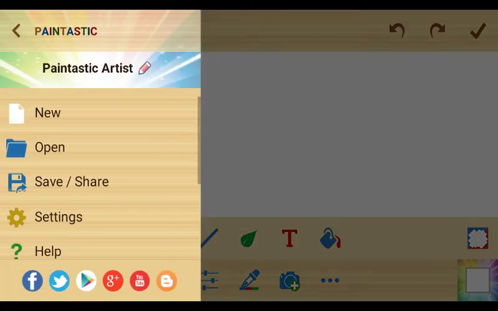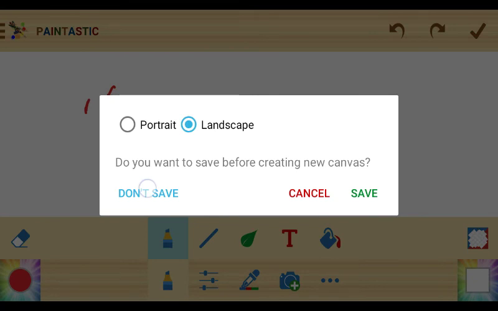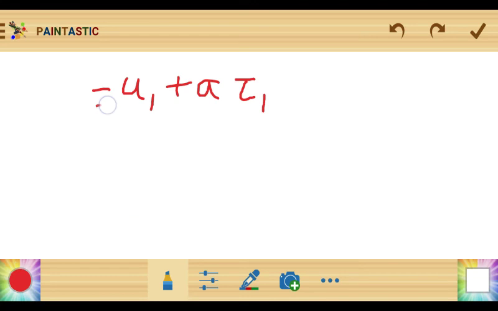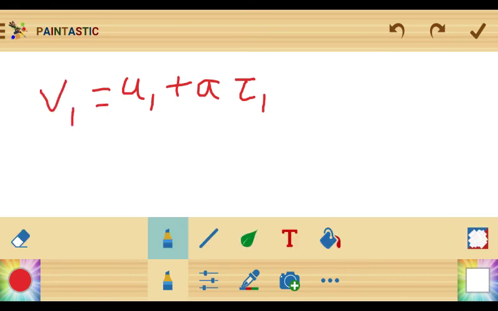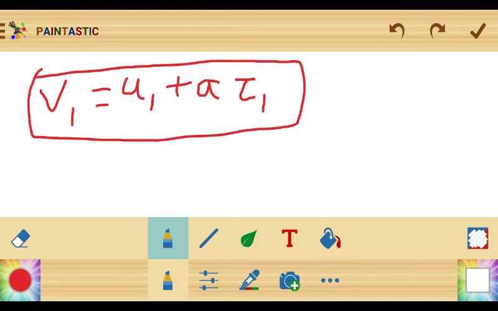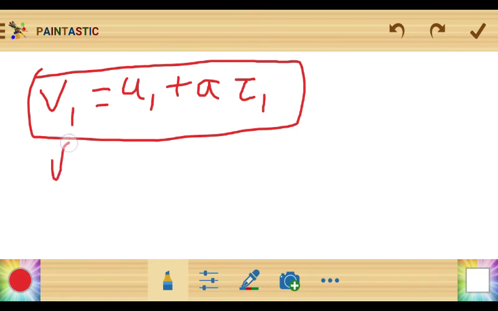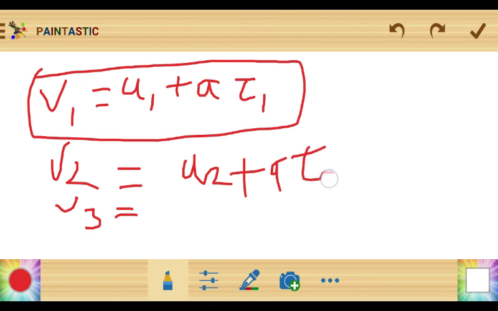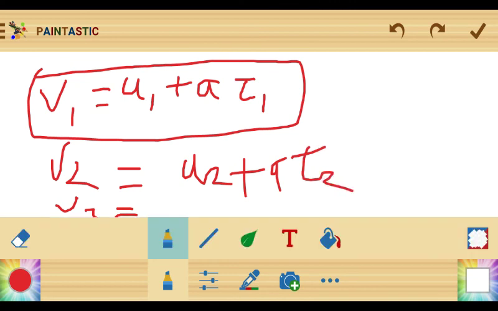So for one electron, u1 was the initial velocity and it got an acceleration a, as we have calculated, and let that time be tau1. So the velocity gained after applying the electric field is u1 plus a tau1. Here u1 is the thermal velocity. This is true for the other electrons as well. You can simply find u2 plus a tau2, because it is a different atom.